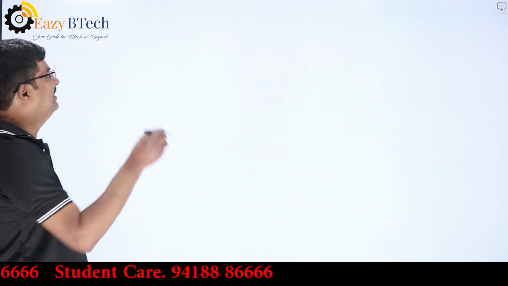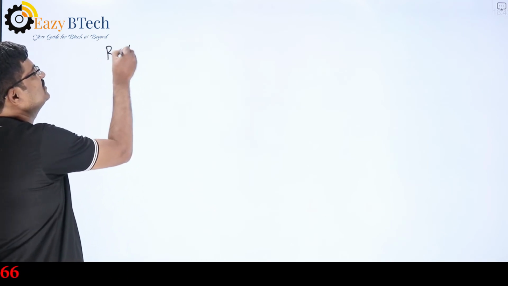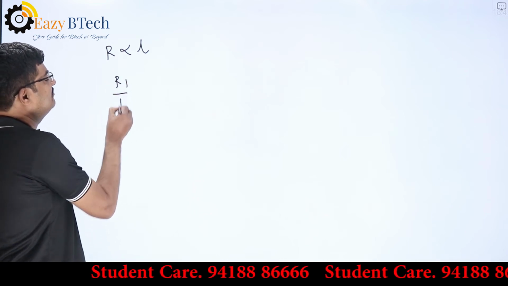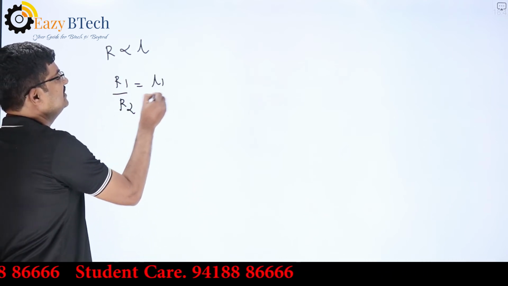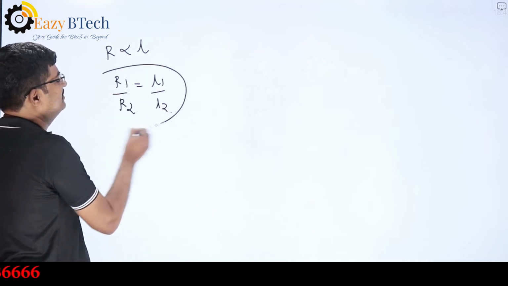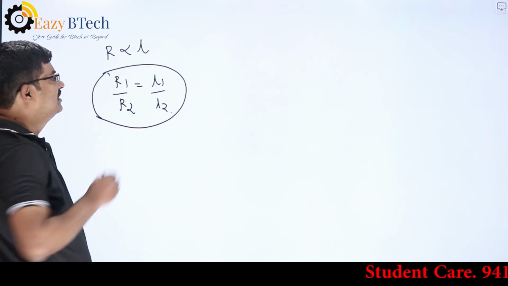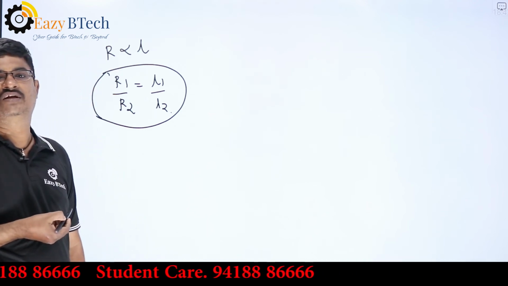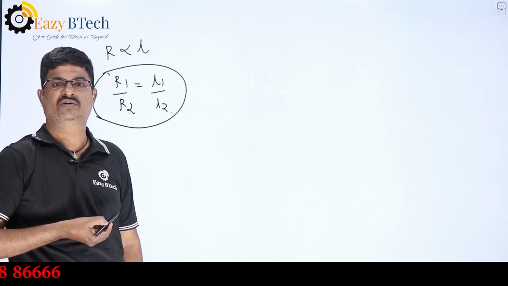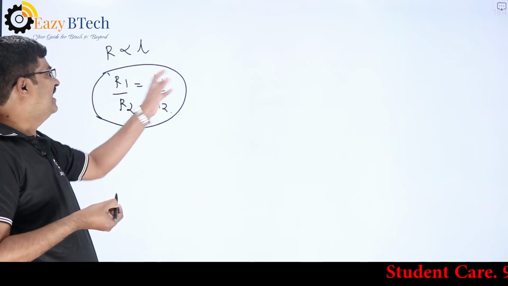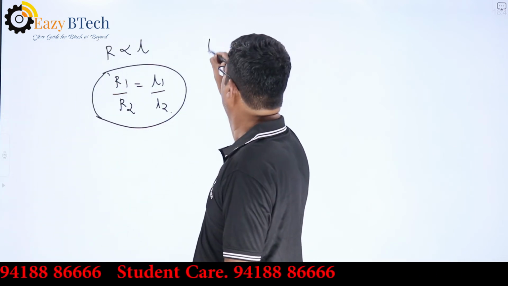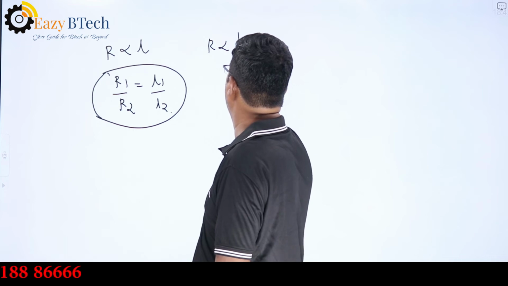Now, from my first equation, as R is directly proportional to the length of the conductor, I can write R1 by R2 is equal to L1 by L2. This is one equation I can write. If R1, R2 and L1 are given, I can find the value of L2. Or if the values of R1, R2 and L2 are given, from this equation I can find any of the unknowns.